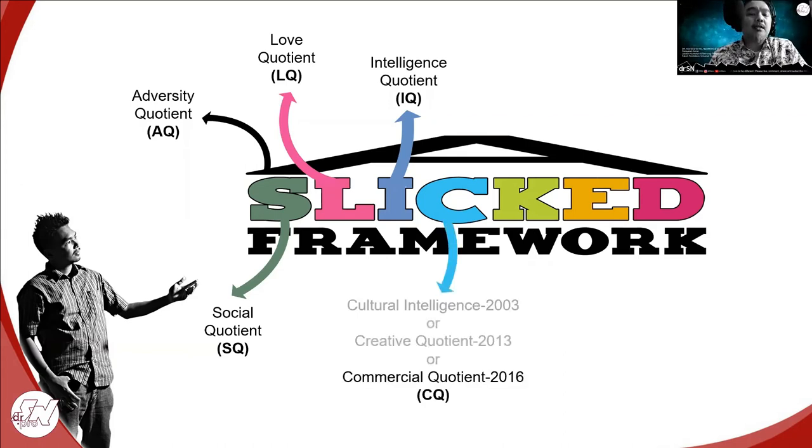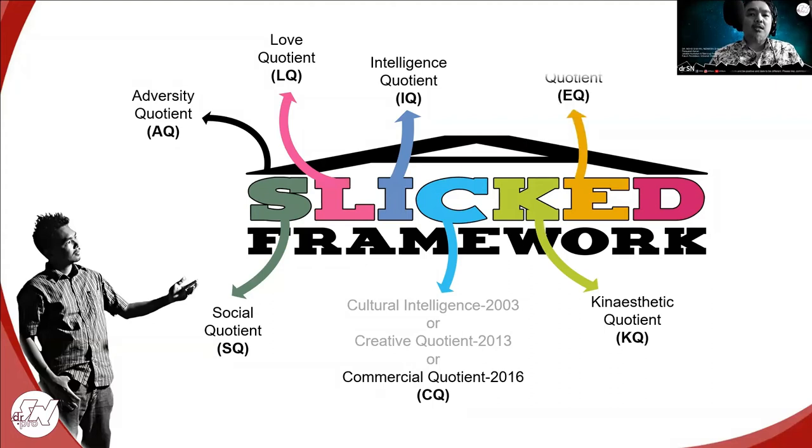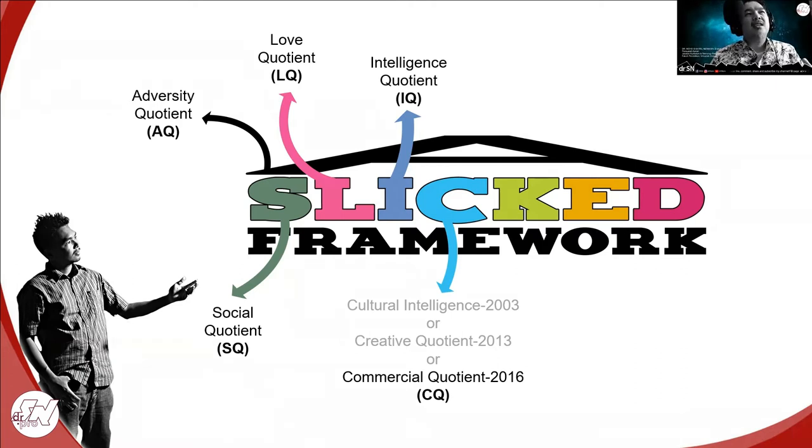And then the C, actually it evolved since 2003. Last time I used cultural intelligence, and then after that I changed it to creative quotient because I loved to do creative work at that time, 2013. And then since 2016, when I did a lot of commercial activity, I thought it was practical to change it, because when we talk about commercial, we can define, analyze and distribute accurate, relevant intelligence regarding the products, customers, competitors, opportunities, business environment, and our organization.